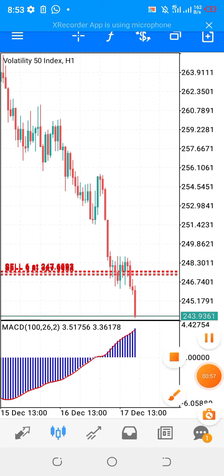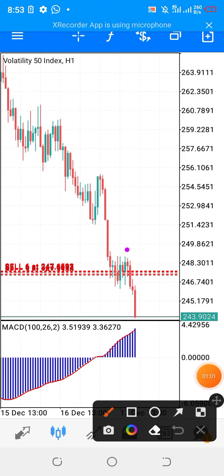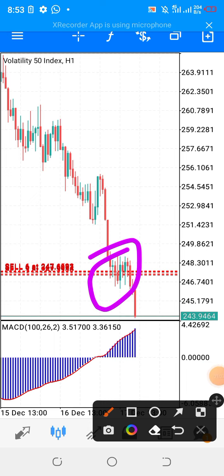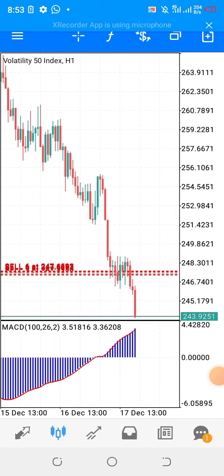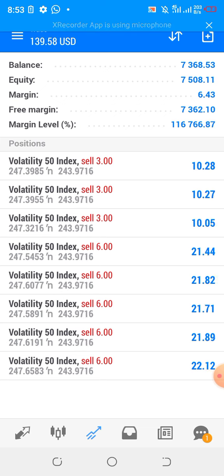So here are my entries. I've seen it. So this is Volatility 50 index. Now I want to show you something: what you need to make this type of profitable trades.